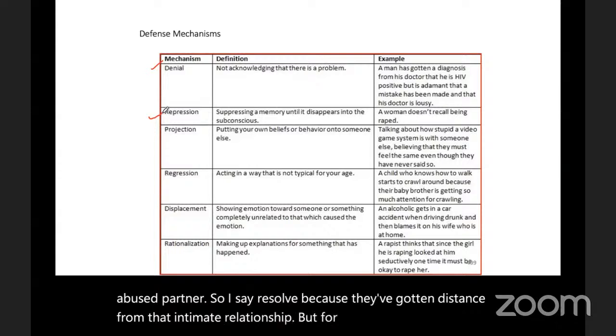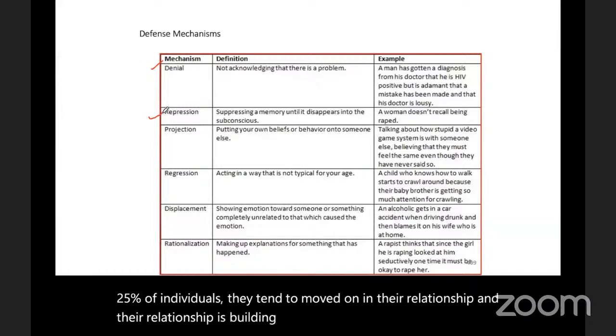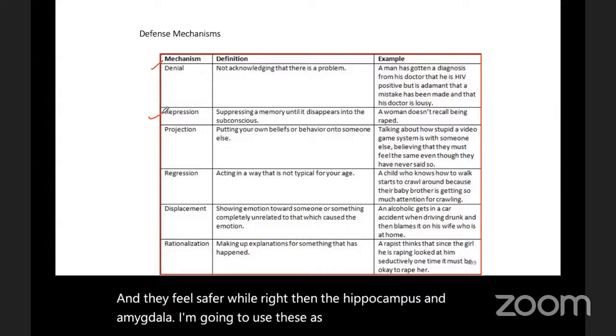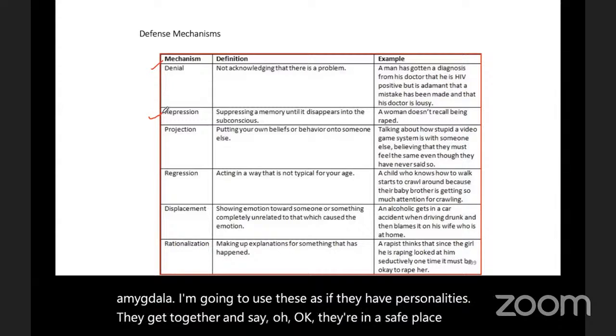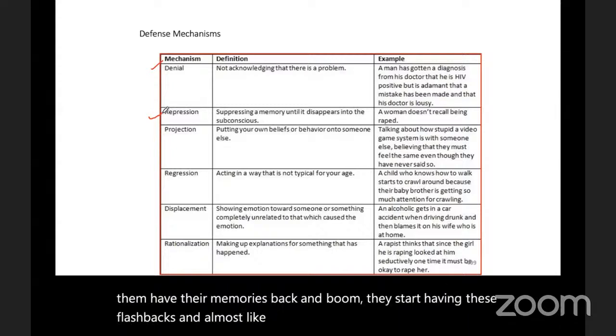But for that 25% of individuals, they've tended to move on in their relationship and their relationship is building back together. Okay. And they feel safer. Well, right then, the hippocampus and the amygdala, I'm going to use these as if they have personalities, they get together and say, oh, okay, they're in a safe place now. Let them have their memories back. And boom, they start having these flashbacks and almost like post-traumatic stress symptoms.